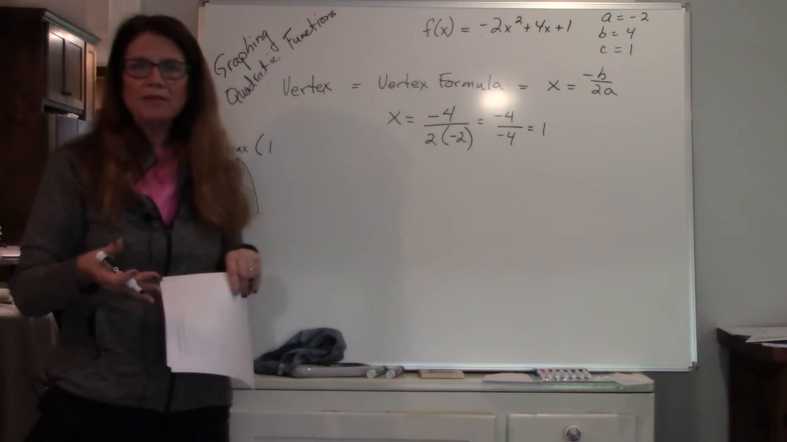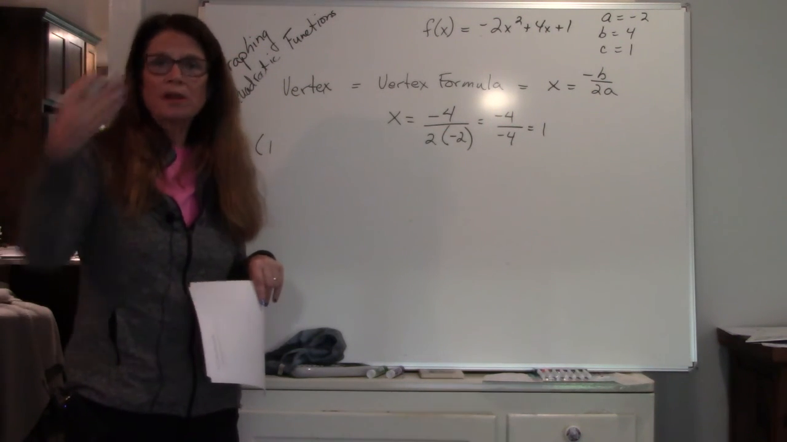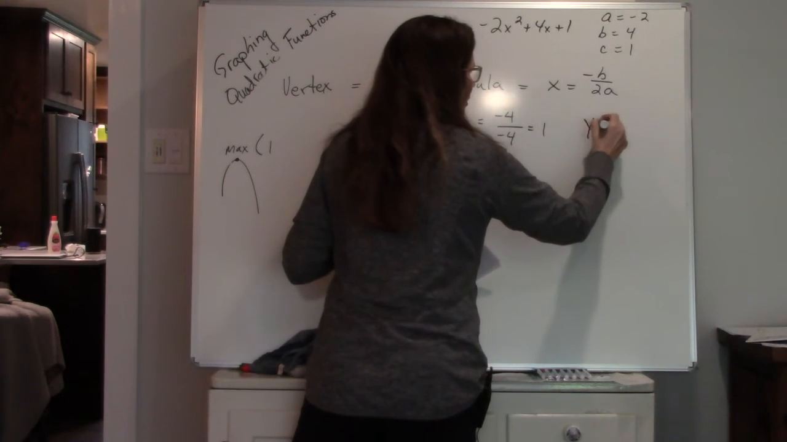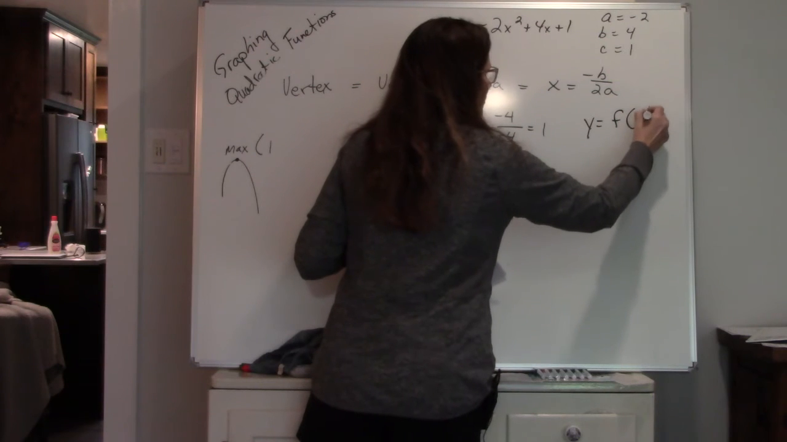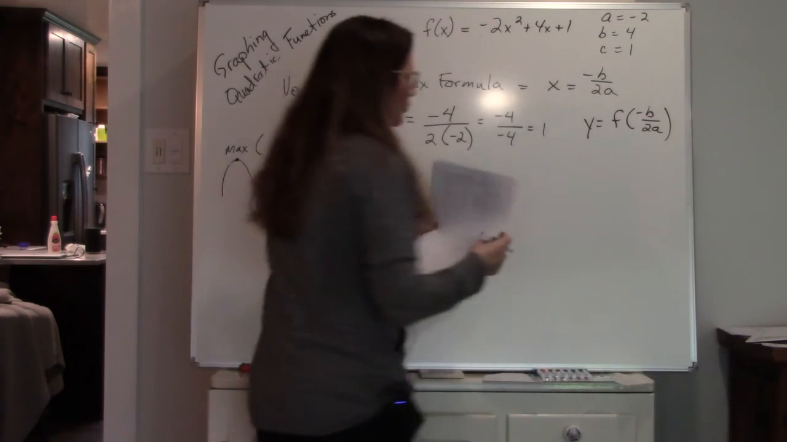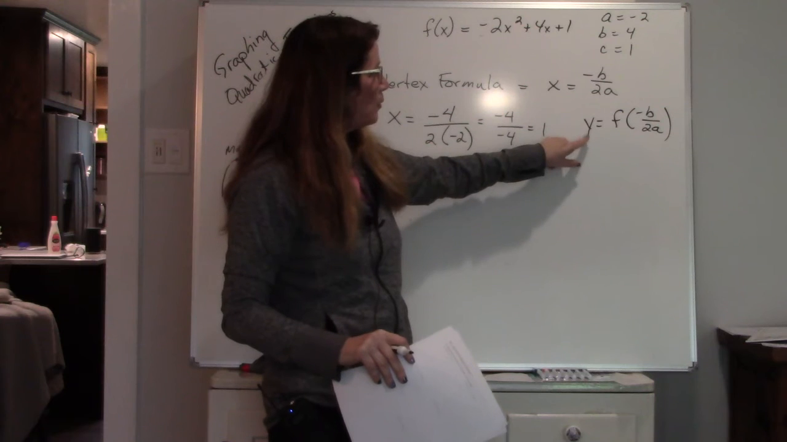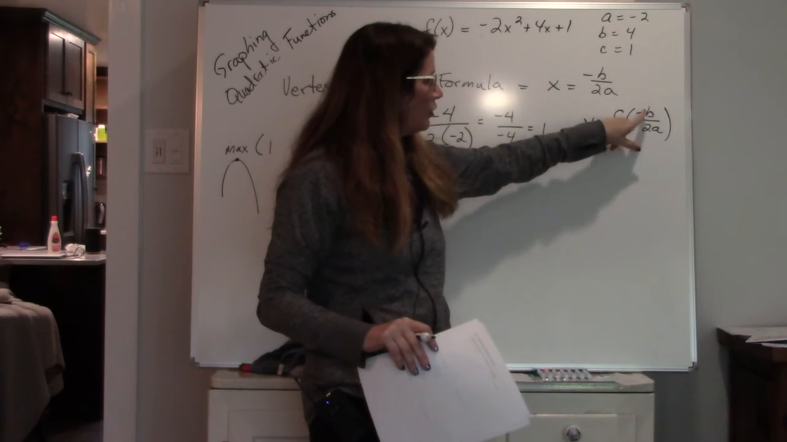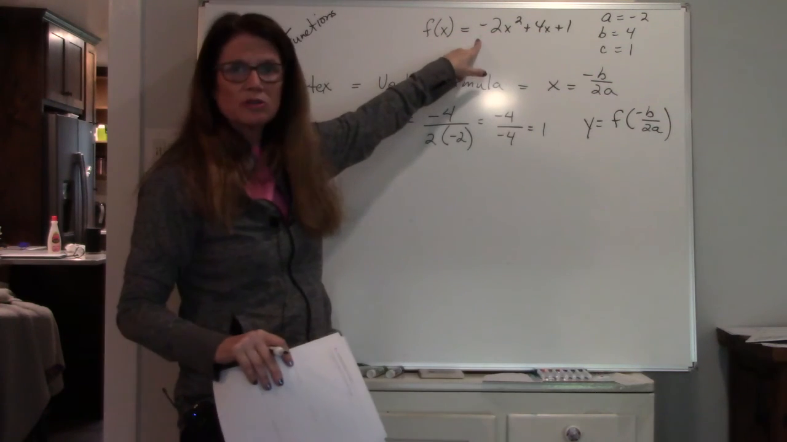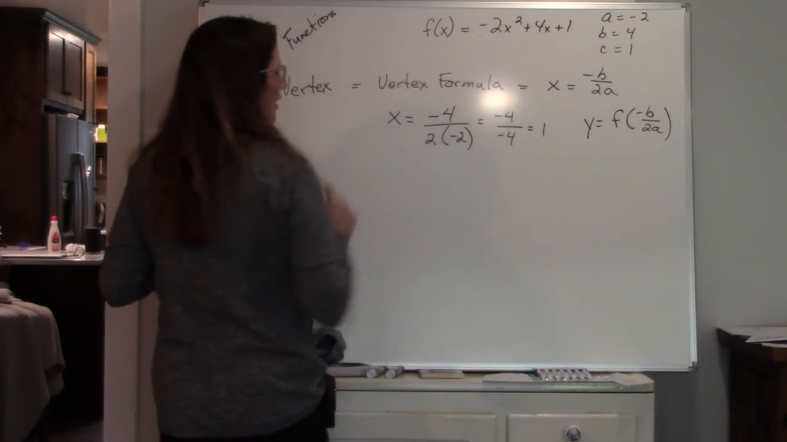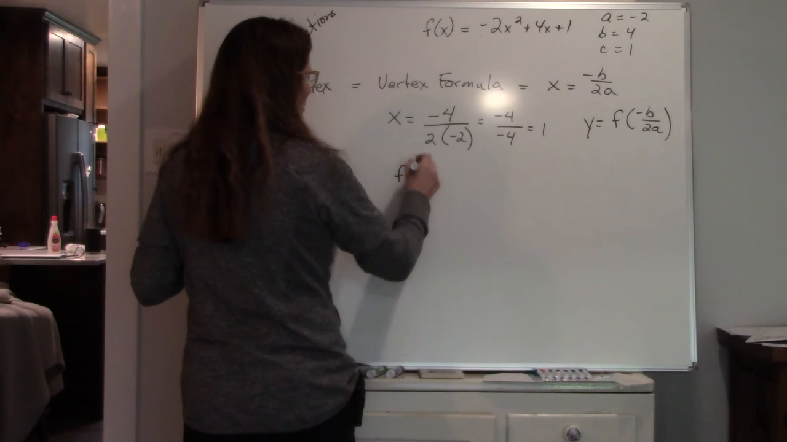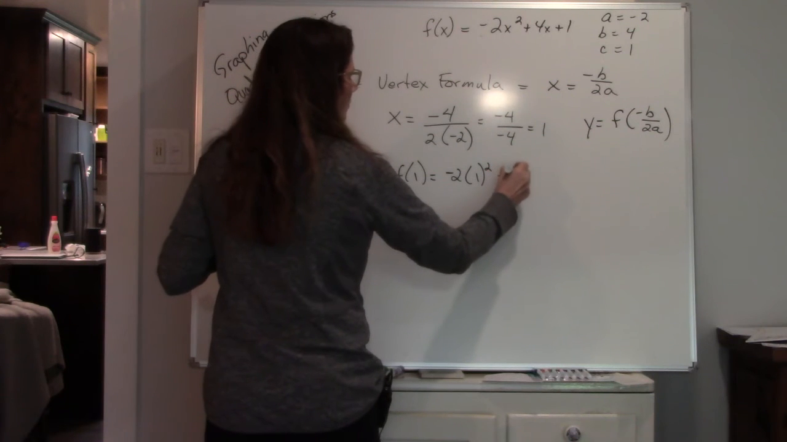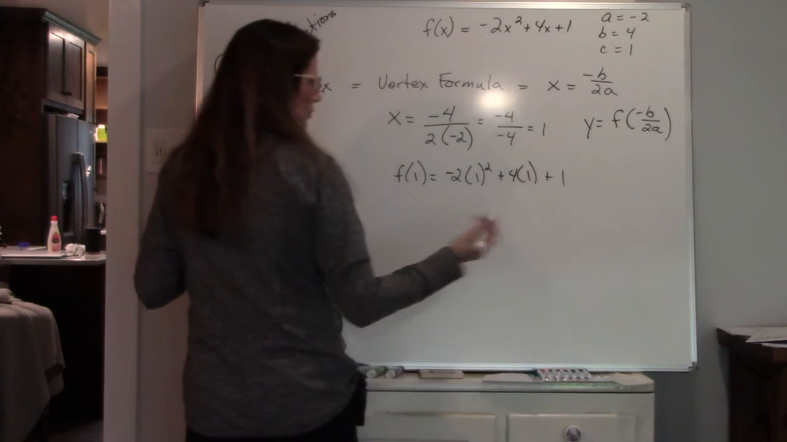Now, how do you find the y value? Well, the y value is just you plug it back into the function. So with math terminology, it's going to look like this. Remember functional notation. To find my y, I'm just plugging the value I got for x back into the original function. Okay? So I got 1 for my x value, so I'm going to plug my 1 back into the original equation. And now I'm going to solve.